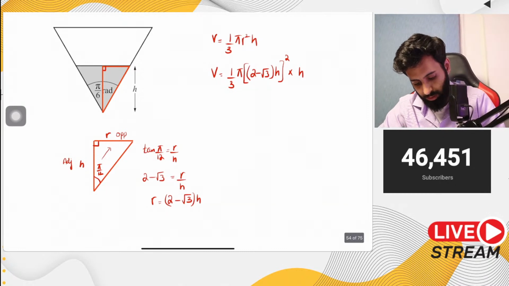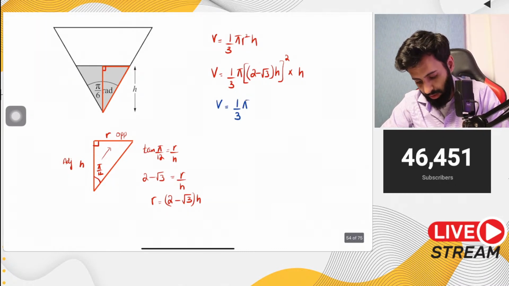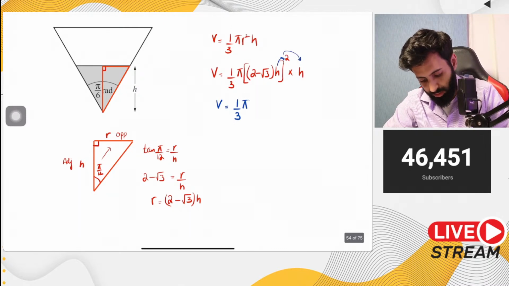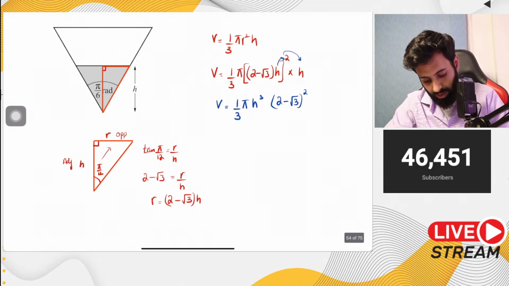So V is equal to 1 upon 3 pi. Here's what I'm going to do. h squared will be h squared. When you multiply it by h, you get h cubed. So here's h cubed, I'll write this separately. And this is getting multiplied by 2 minus under root 3, the whole thing squared. Okay, now let's expand this. So this becomes 4 minus 4 under root 3 plus 3.